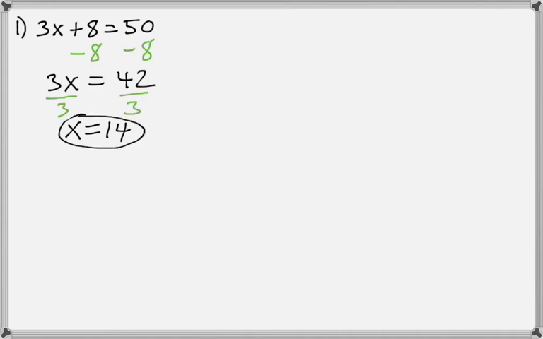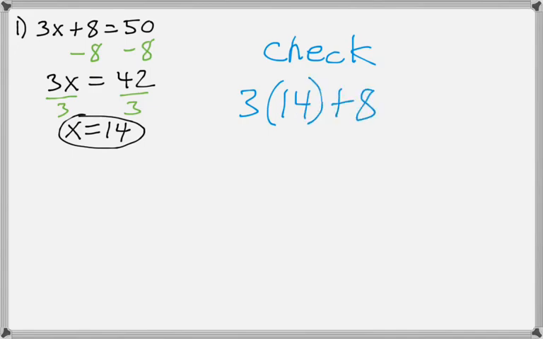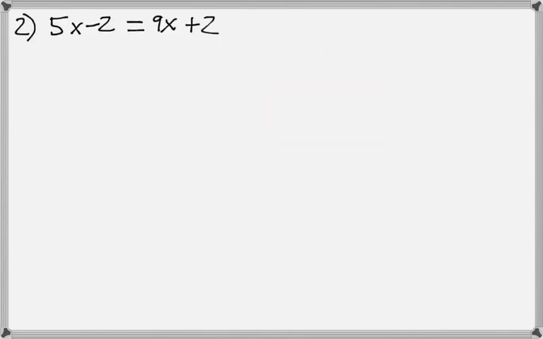Now, if you do want to check your work, which you don't have to, but if you wanted to, you should always be able to check it by plugging it back in to the original equation. So if I take 3 times 14 plus 8, and you can type that in on your calculator, then you get 50. And that's what was on the other side. So that does work. Let's move on to number 2.